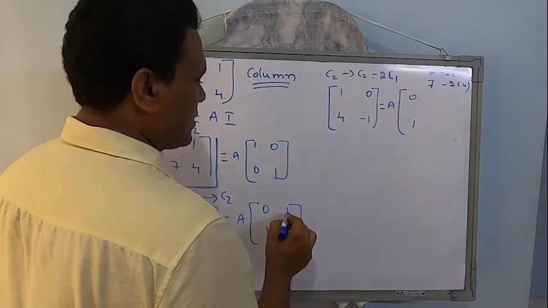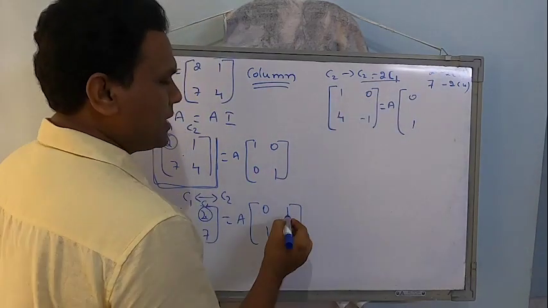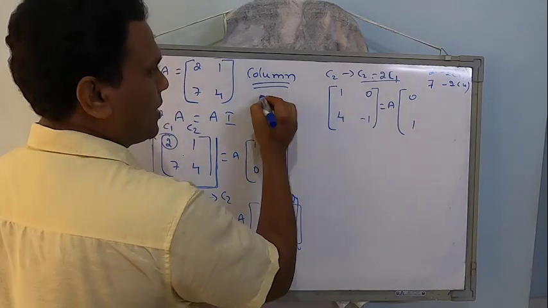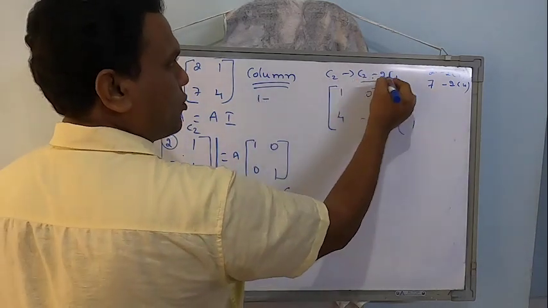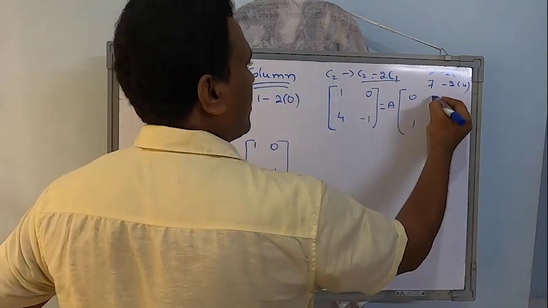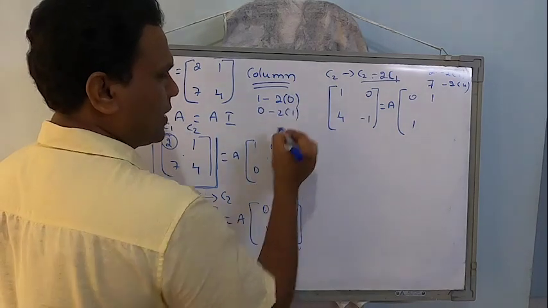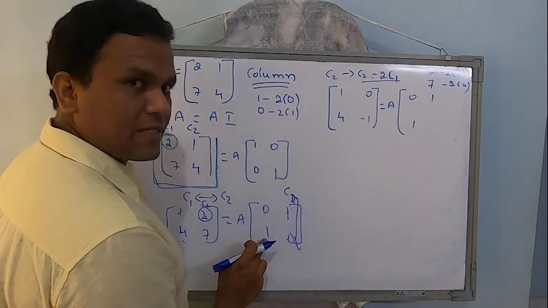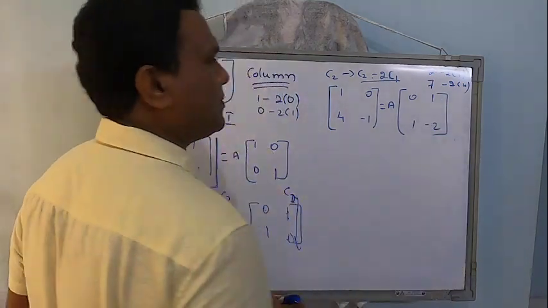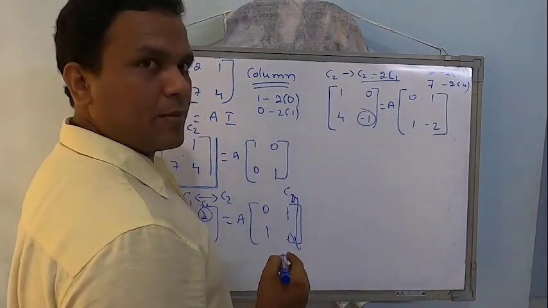Now look here. This is 1 and 0. I should apply this operation. These are the elements of C2, right? So this one will become 1 minus, that is C2 minus 2 times C1. C1 is 0, so it's still going to be 1 only. And if I do it for the next one, 0 minus 2 times 1, C2 minus 2 times C1, so it's going to be minus 2. Fine. So 1 0.